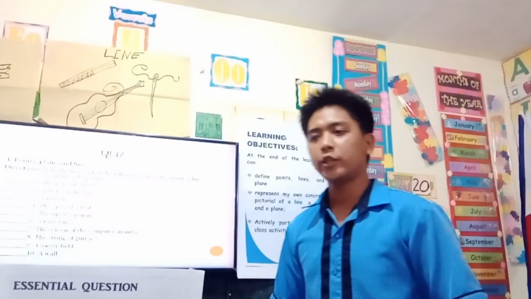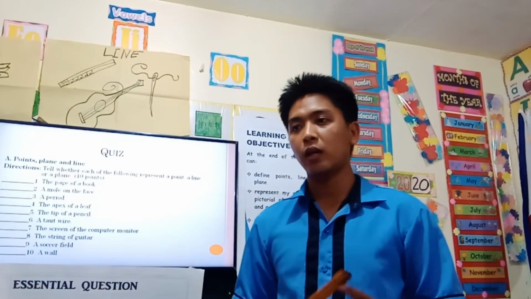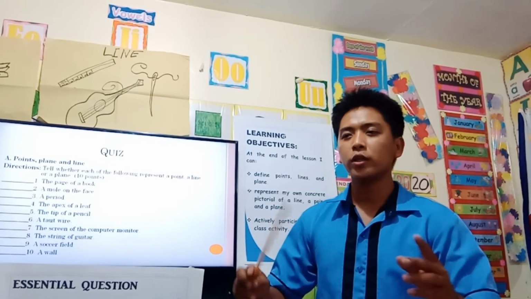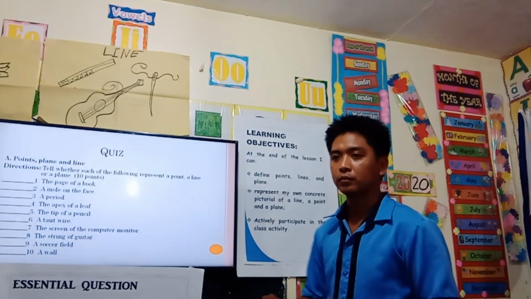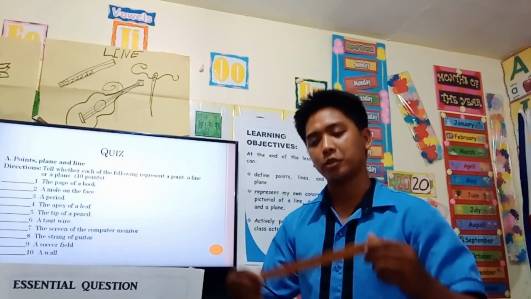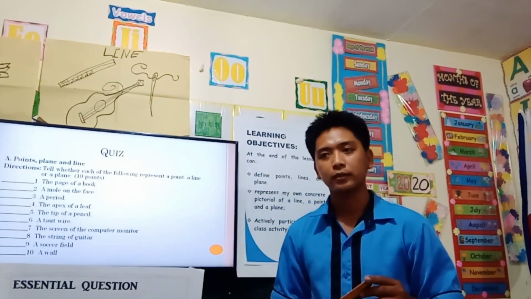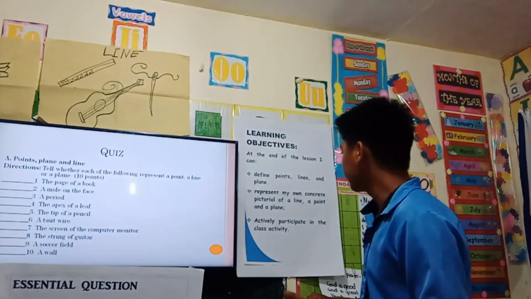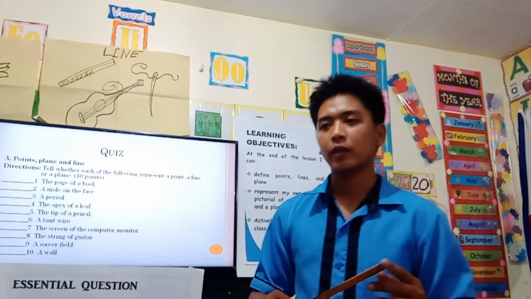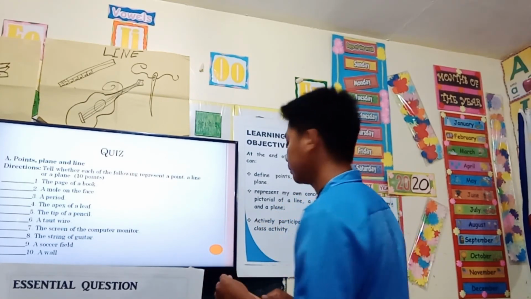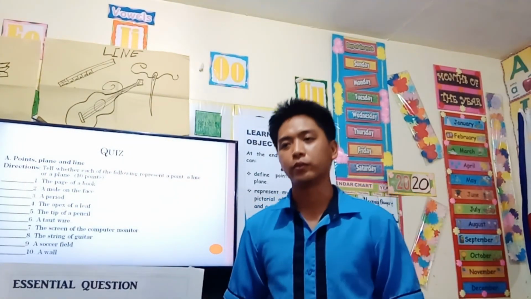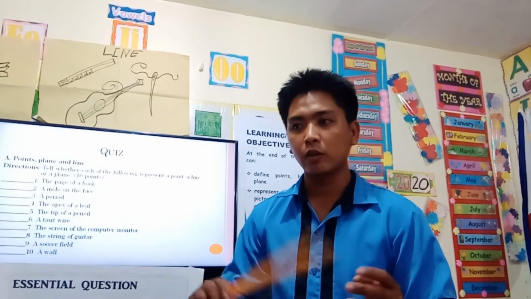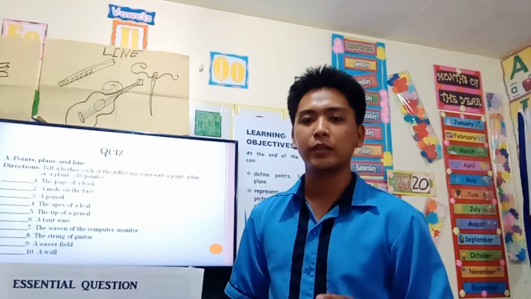Very good. Did you represent concrete pictorial models of a line, point, and plane? Who can give me an example of a line? Yes, meter strip, ruler, or string. How about a point? Very good. And then how about a plane? Exactly. Very good. Did you actively participate in our class discussion and our class activity?